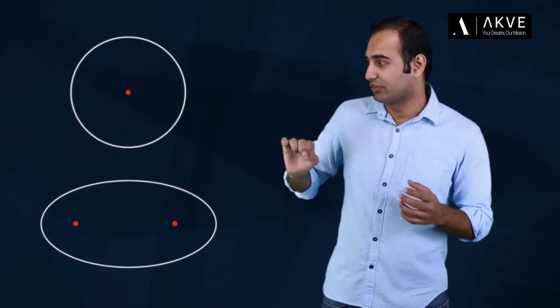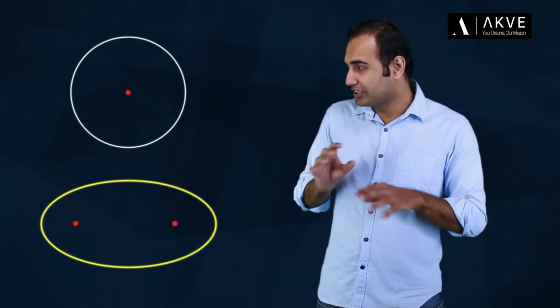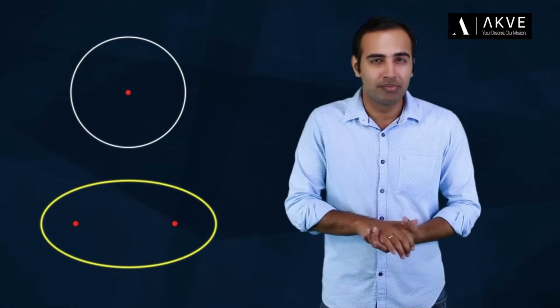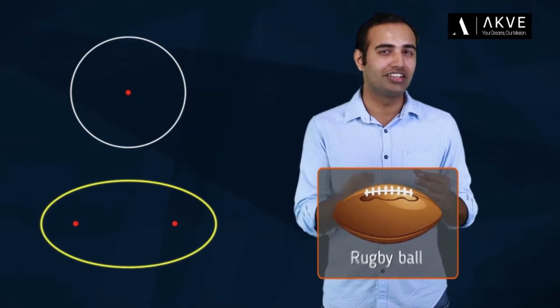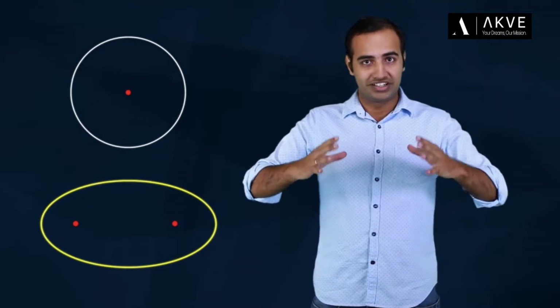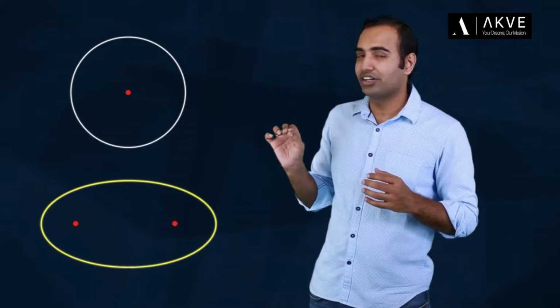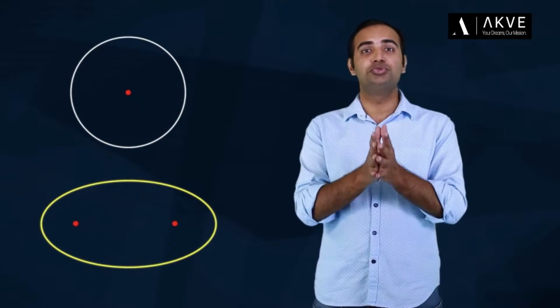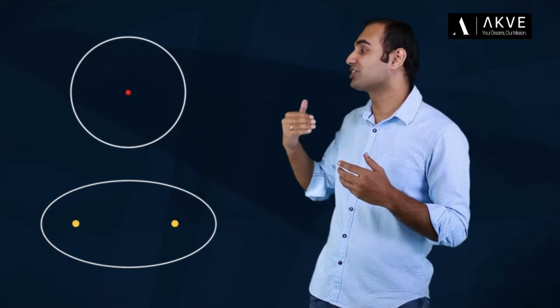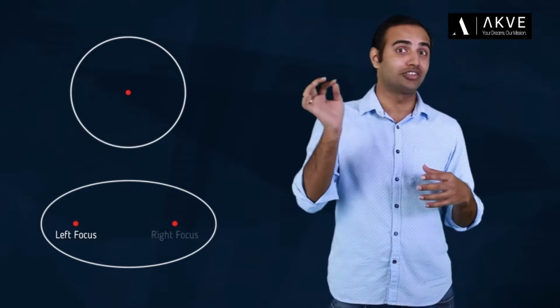Now, this shape over here is an ellipse. You can think of it as a squished circle. Many people can relate to it when I say it looks similar to a rugby ball or even an egg. Due to its shape, an ellipse does not have a center like a circle does. Instead, it has 2 unique foci, one focus on the left and the other focus on the right.